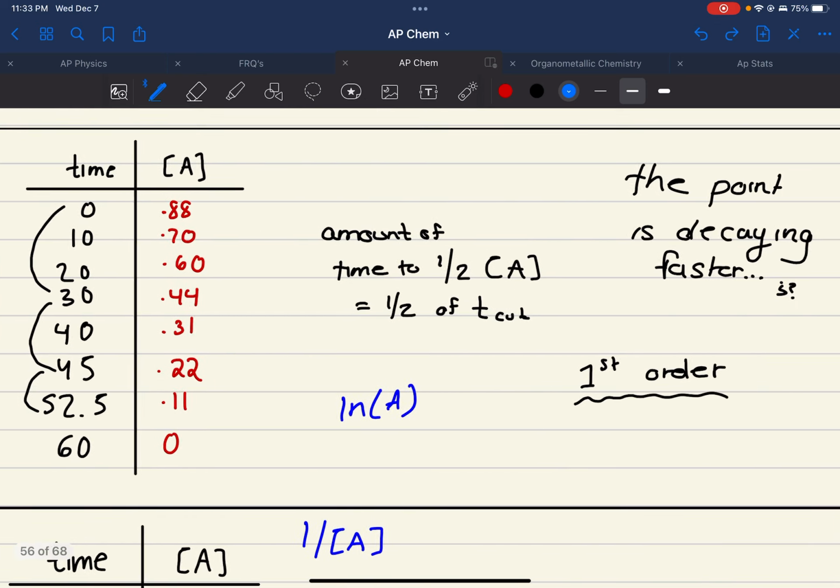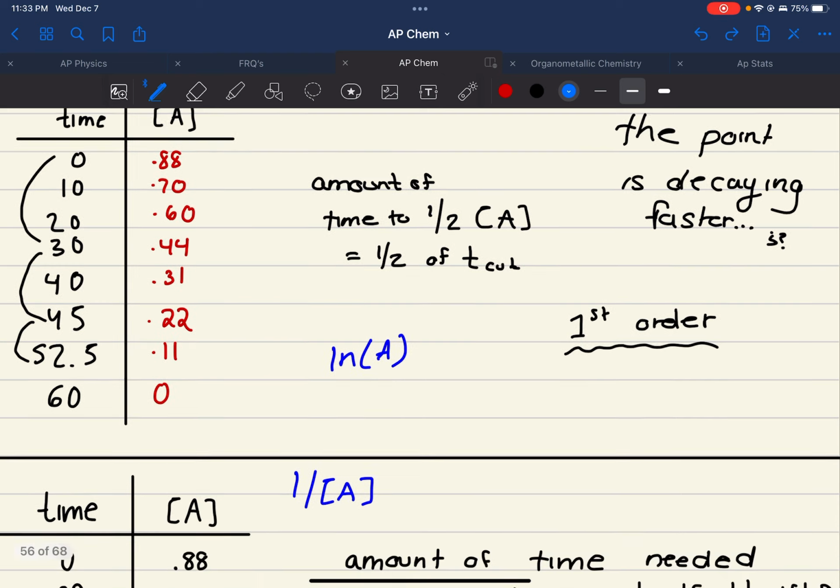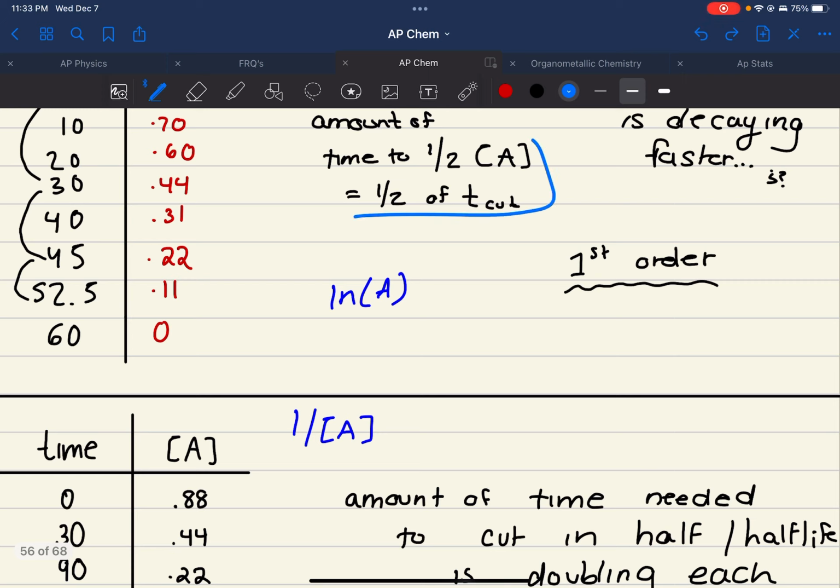That is first order. The time to cut in half is half of the previous half-life, if that makes sense. The time to half is half of the total half-life.